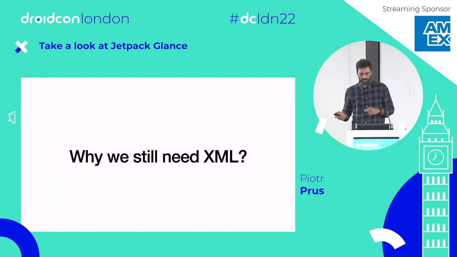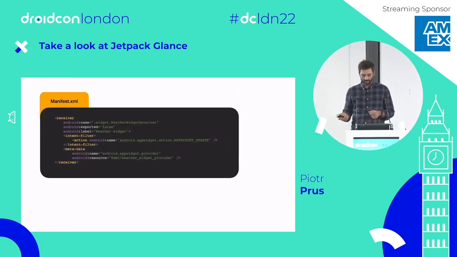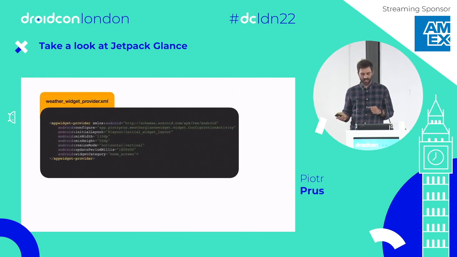So why do we still need XML to make widgets? We still have the manifest, and we need to register the provider, the receiver of the widget. Here it is. So we have the weather widget provider, and this is the classic provider that we have been using since API 1, and we still need that, and it's in XML. I don't know if they plan to make any update to that, but right now it is like it is.